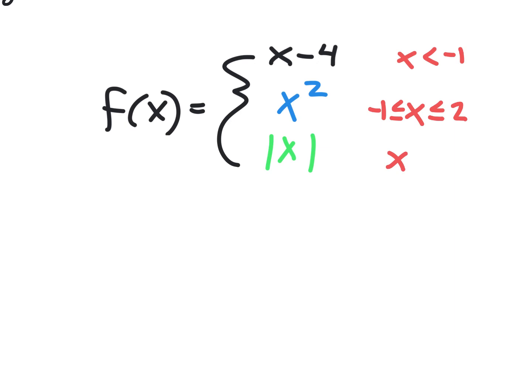We've got the numbers less than negative 1 all covered. We got the numbers between negative 1 and 2 all covered. So it has to be greater than 2. Very good. You can use logic to know I was going to say all the numbers bigger than 2.